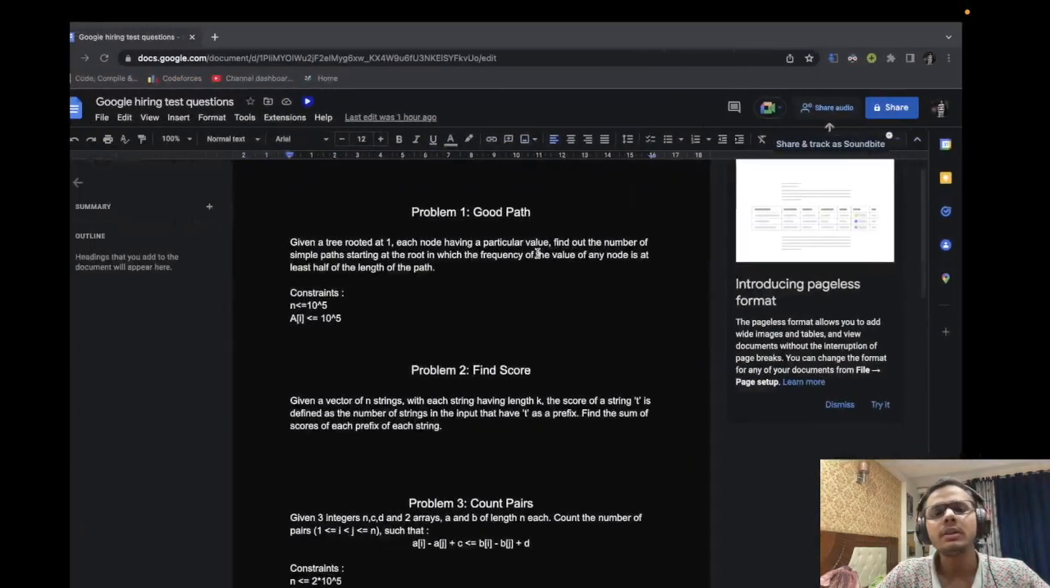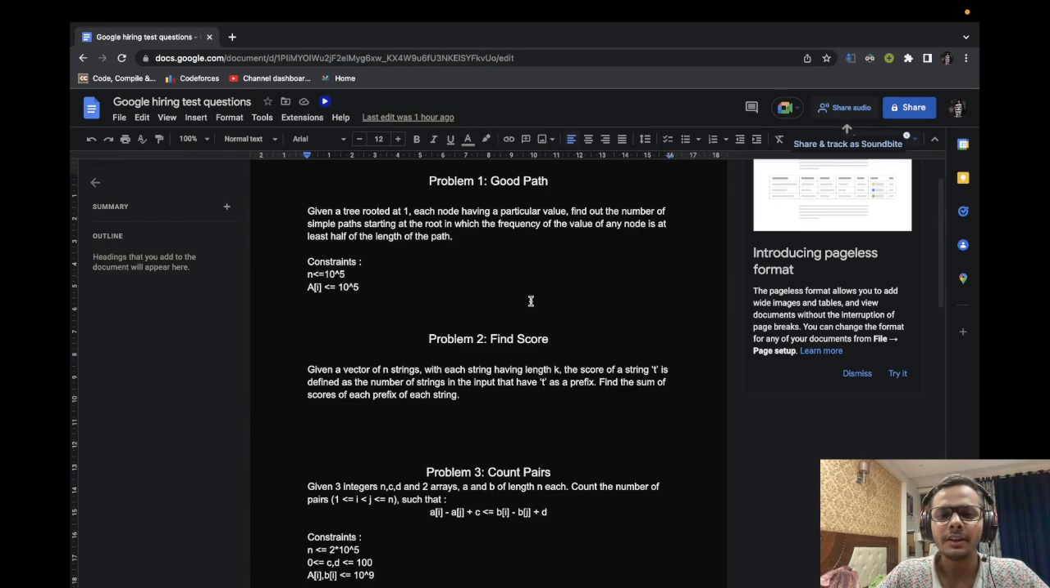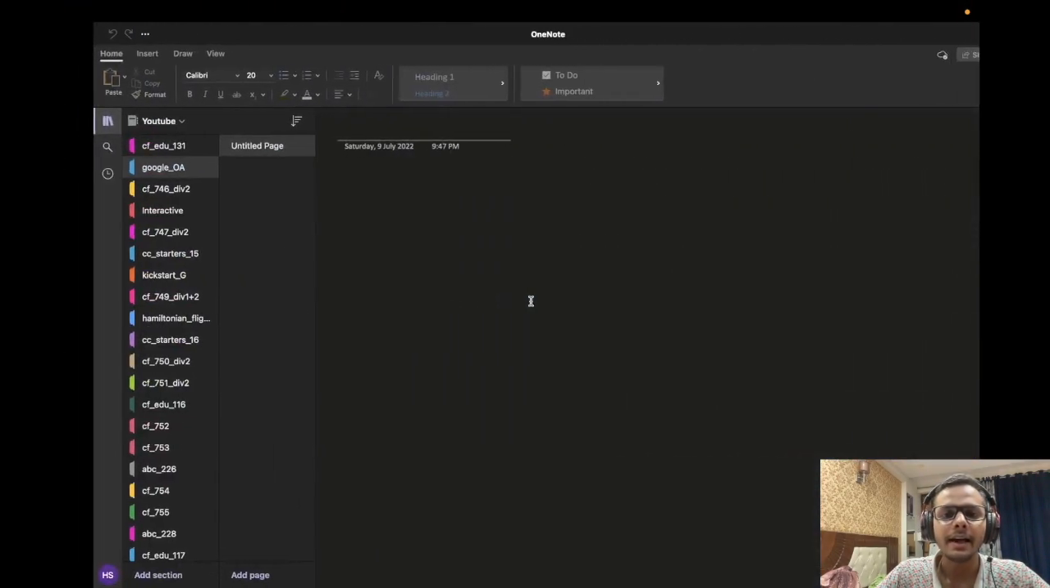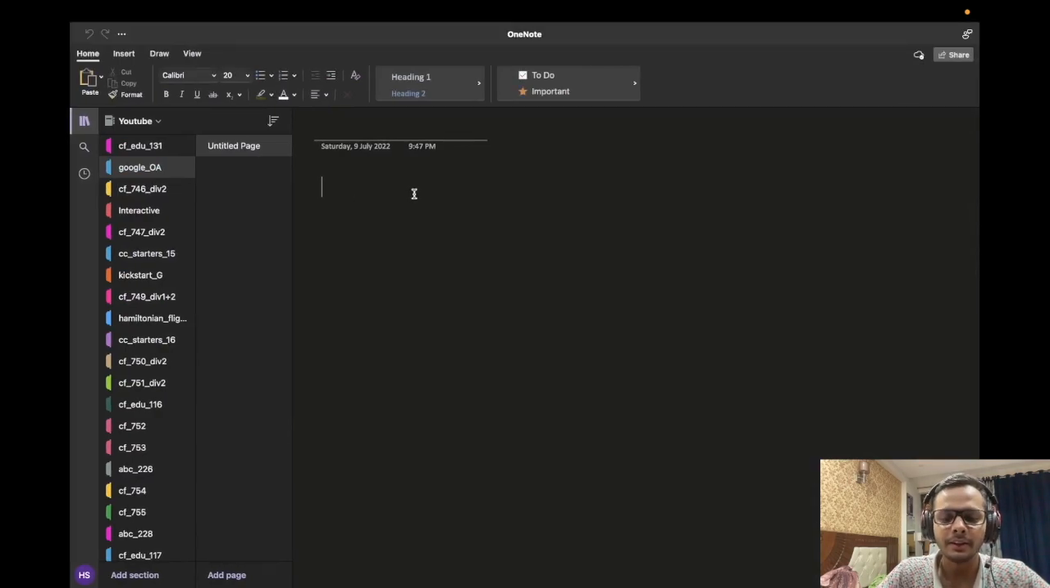Also, all these problems are somewhat sorted in increasing order of difficulty, right? So that might be helpful as well. And this first problem I think is really trivial. So let's see. So problem 1, this is good pairs.